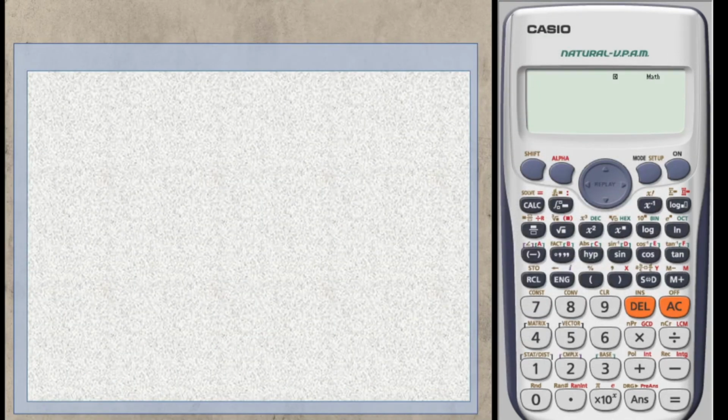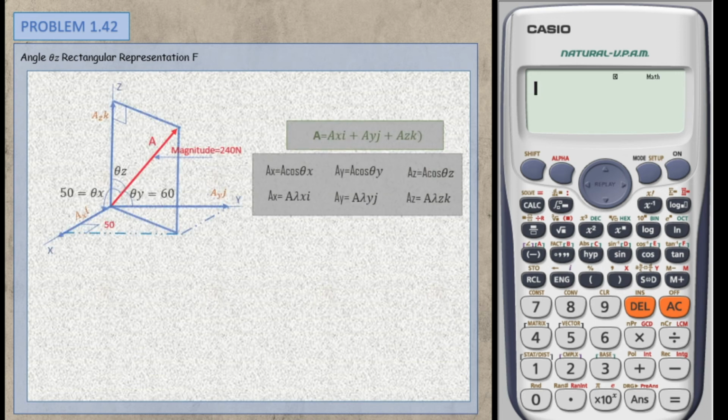And now let's proceed to problem 1.42. Here we need again to solve for angle Z and the rectangular representation of F. For this kind of problem, guys, first we need to be familiar with this formula and this figure. If you have this kind of given, definitely this will be the formula that we will need.